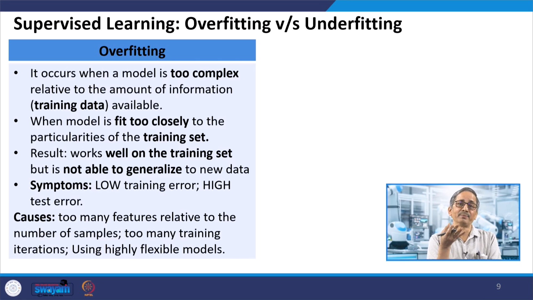What are the symptoms? You are going to have low training error but very high test error. This is what happens when your model is too complex, and this is what we call overfitting. What is the cause for this? Too many features relative to the number of samples, too many training iterations, and using highly flexible models. These are the causes.